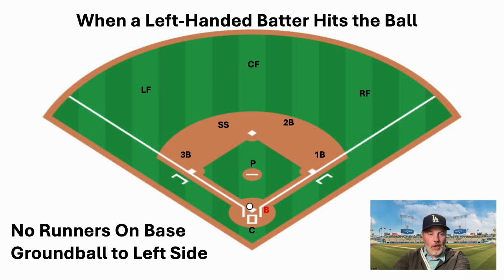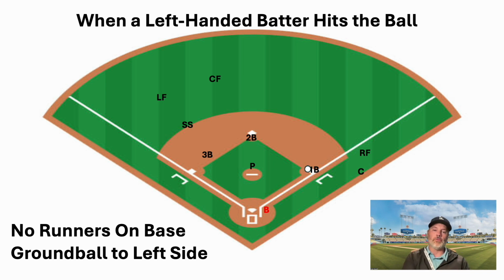Here's what it looks like all together when a left-handed batter hits the ball with no runners on base and they hit it to the left side. They hit the ball to third, third baseman comes over to make a play, everybody's in position. We have the throw from third over to first.